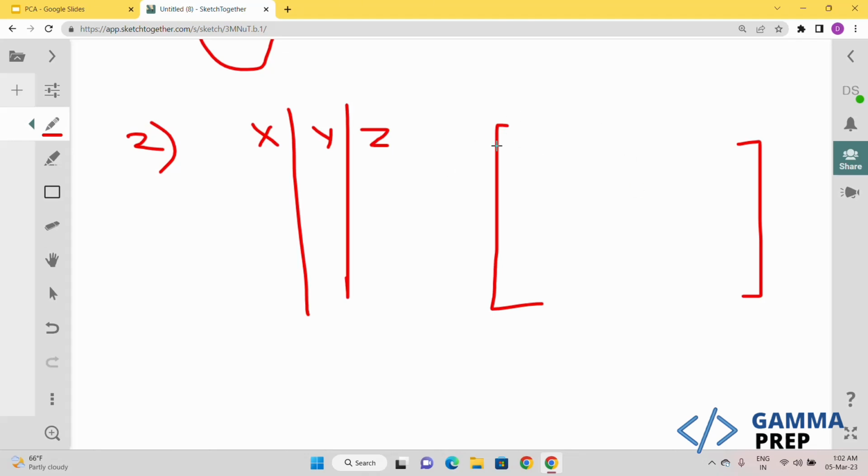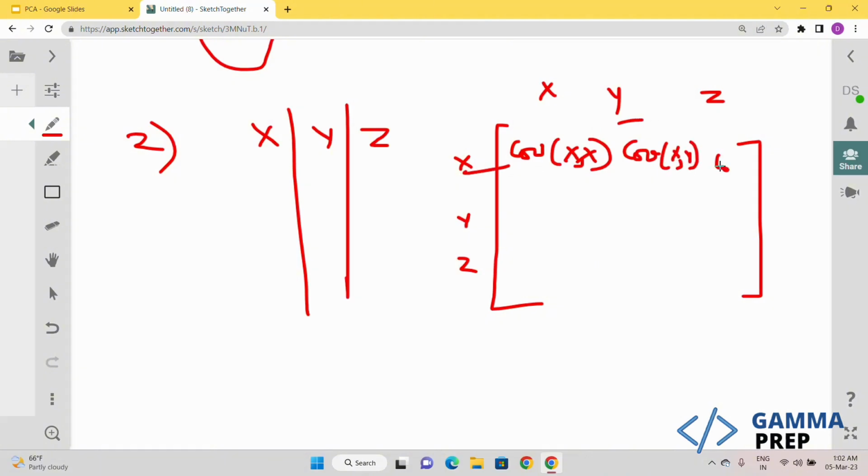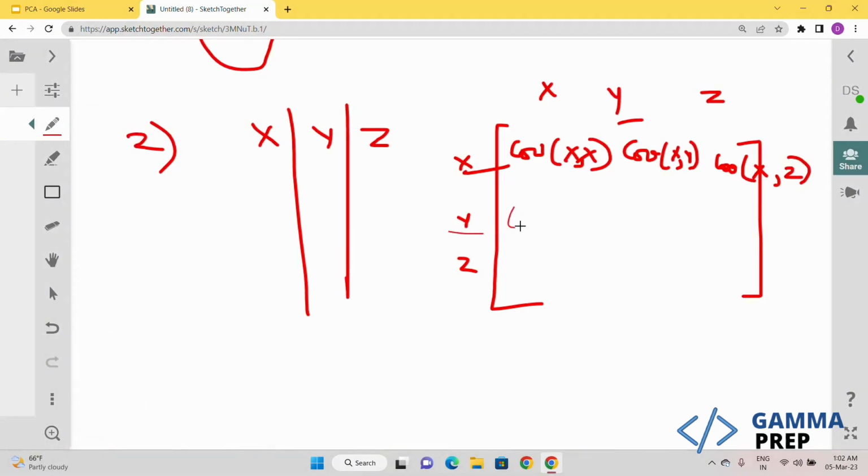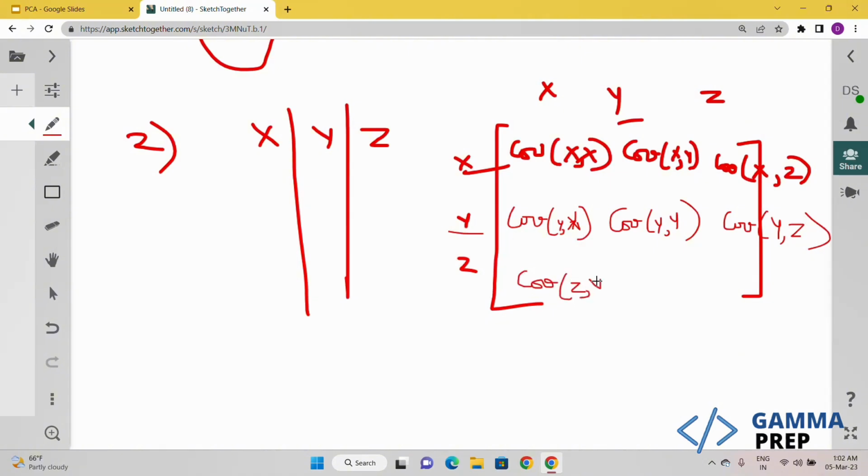So, how does the covariance matrix look? Basically here you write X, Y, Z, and here also you write X, Y, Z. In the first element, you find the covariance of X and X. In the second one, you find the covariance of X and Y. In the third one, the covariance of X and Z. In this element, you find the covariance of Y and X. Then here the covariance of Y and Y. Then the covariance of Y and Z. Then here the covariance of Z and X, then the covariance of Z and Y, and then the covariance of Z and Z. So basically, this is the matrix that we get.